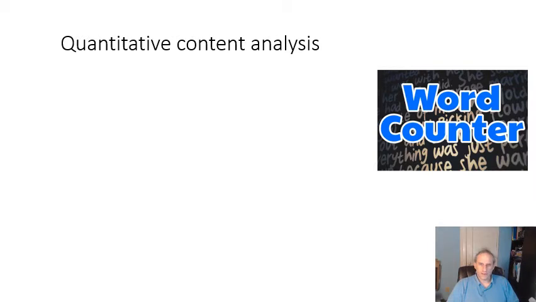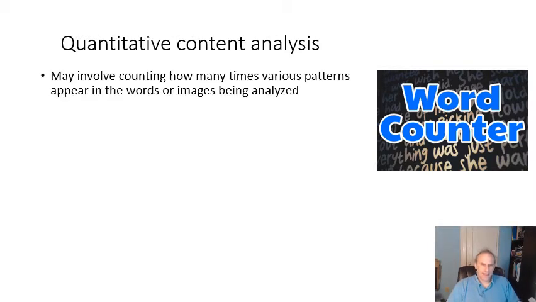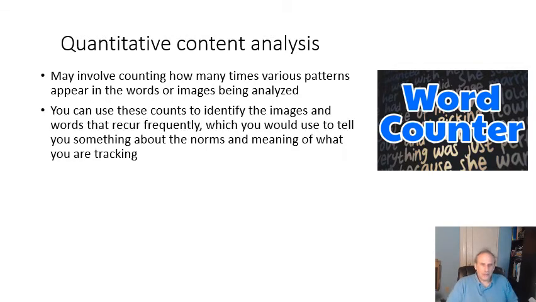One part of content analysis is quantitative content analysis. That can involve counting how many times various patterns appear in words or images being analyzed. You can use counts to identify the images and words that occur more frequently. That can tell you something about the norms and meaning of what you are tracking, because the things that are seen most often or heard most often are often those that are seen as most important.